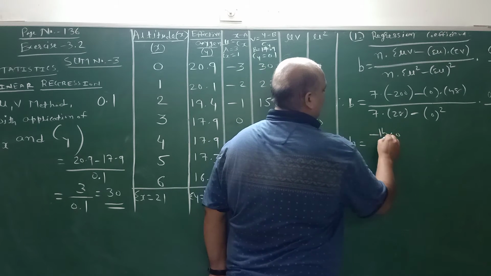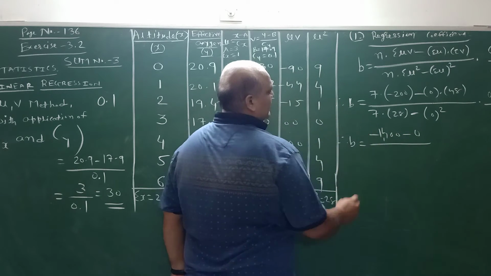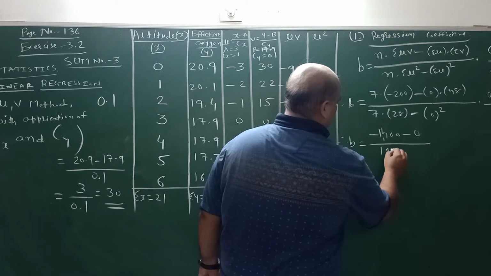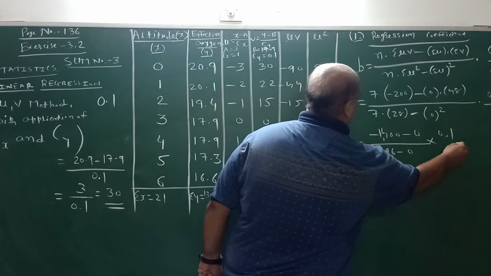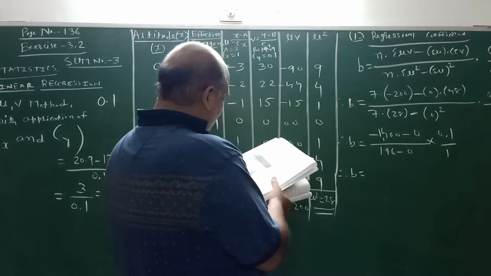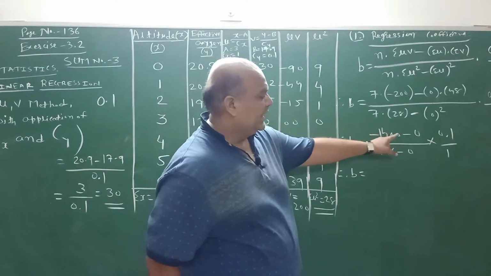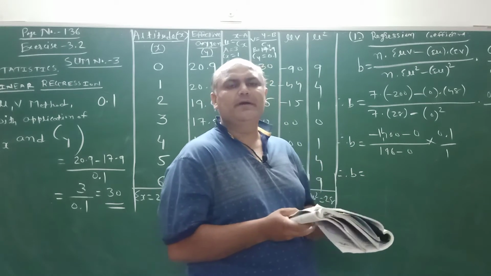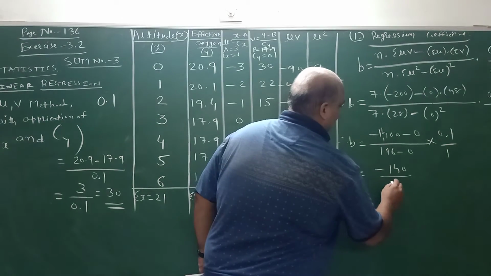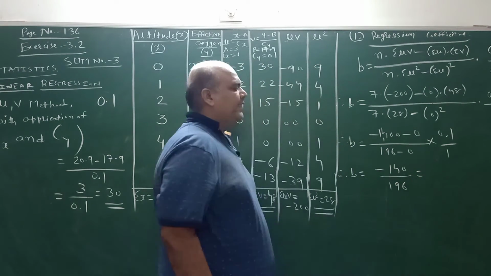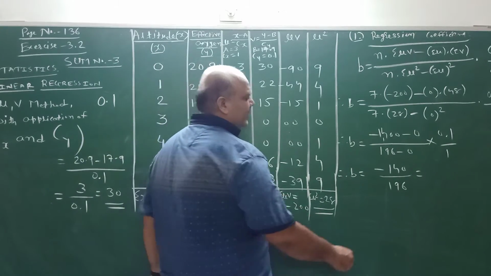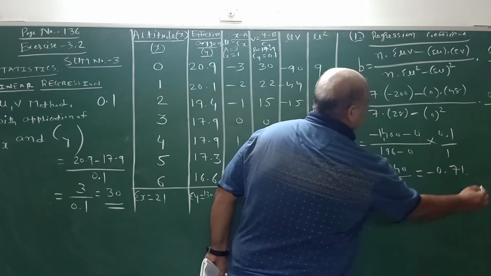Minus 1400 minus 0. 28 into 7, that is 196, into 0.1. So finally minus 1400 into 0.1 comes to minus 140 upon 196, because 196 minus 0 is 196, into 1. So minus 0.71 is the final answer.